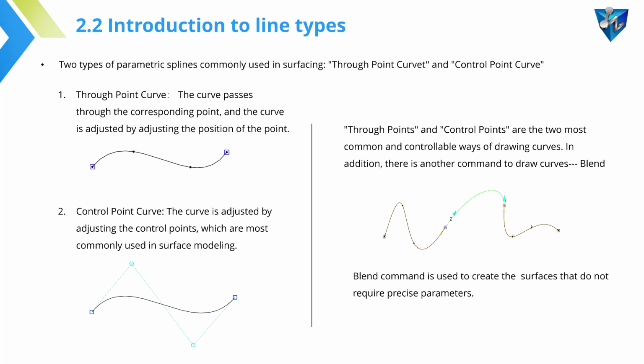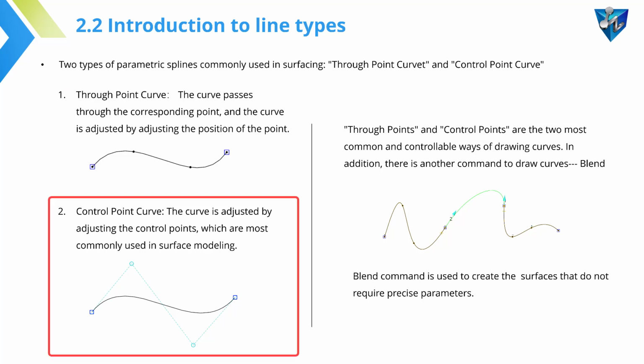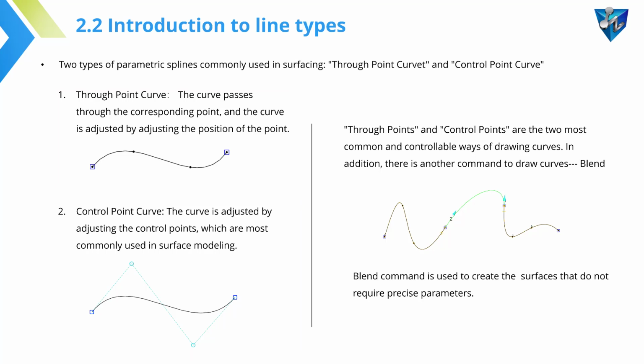There are three line types in ZW3D. The first is the through-point curve. The point is in the curve. You can modify the black points to adjust the curve. Next is the control point curve. You can modify the blue points to adjust the curves. Both the through-point curve and control point curve belong to the parametric curve. Through points and control points are the two most common and controllable ways of drawing curves.